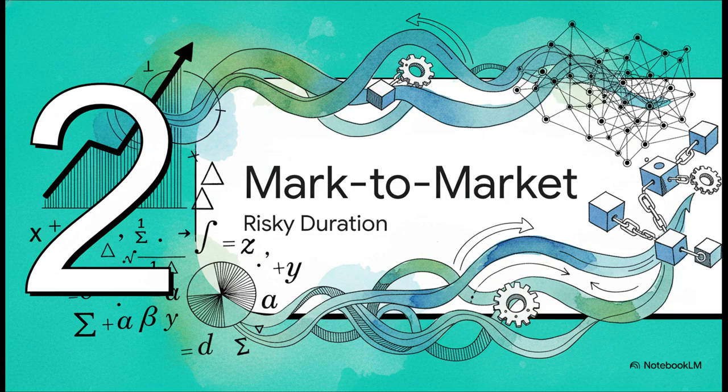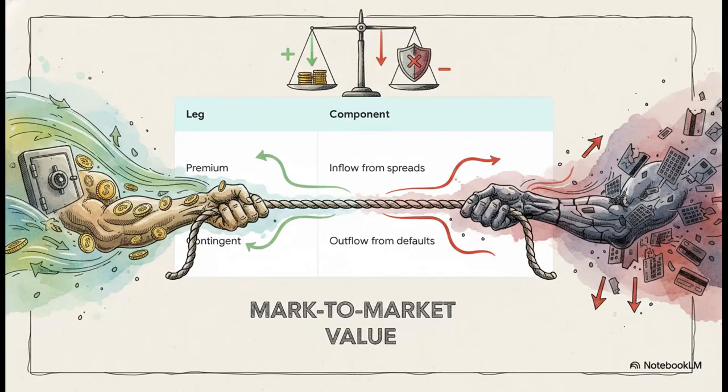Moving right along to Section 2, Mark-to-market and risky duration. Think of your mark-to-market value as a mathematical tug-of-war. On one side, you have your premium leg, that's the P, which is the cash flowing in from periodic spread payments. On the other side, you have your contingent leg, or C, which are the outflows triggered when expected defaults hit your tranche. Simply put, if the premium coming in outweighs the default hits going out, you're in the green.